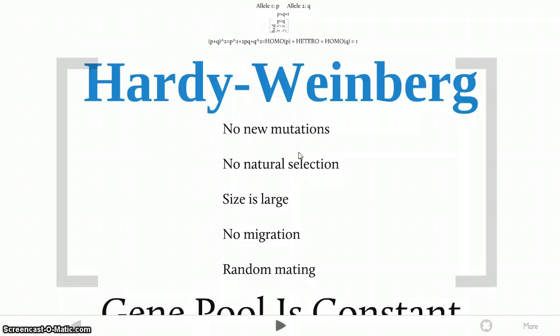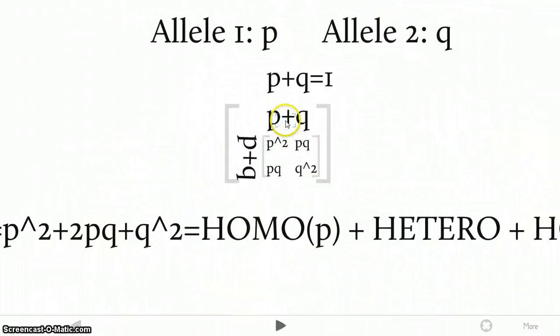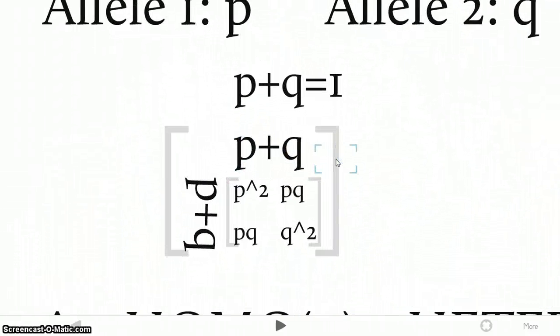It also has to be random mating, and that's for the whole derivation part to work, because pretty much the way Hardy-Weinberg is derived is that the probability of having a p sperm fused with a p egg is going to be p squared, and that's the probability of you getting a p homozygous individual.